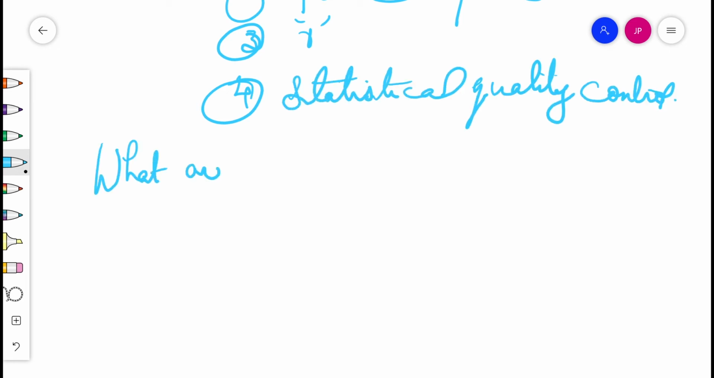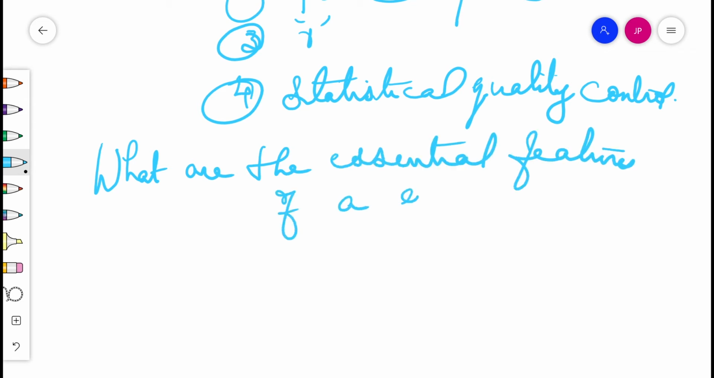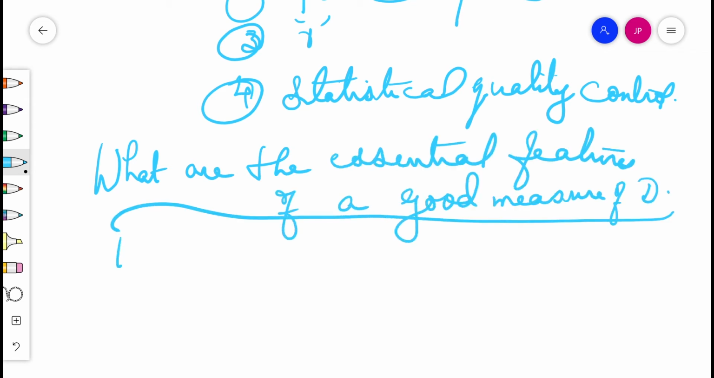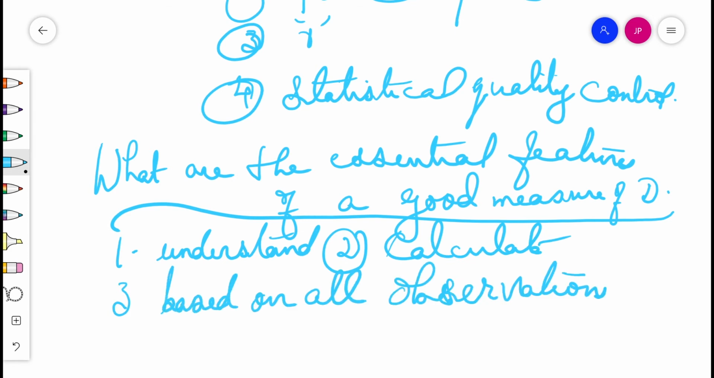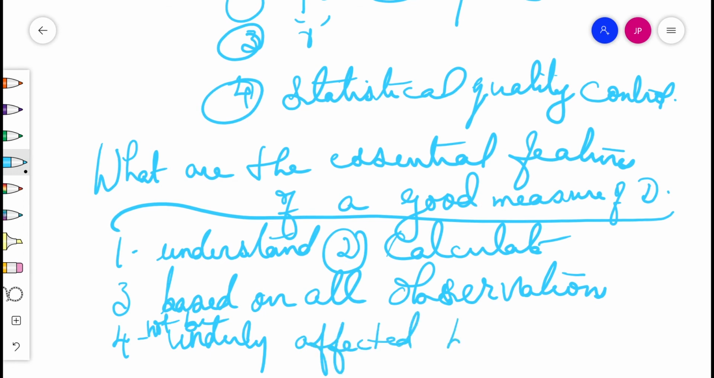What are the essential features of a good measure of dispersion? That is, it should be easy to understand. Secondly, simple to calculate. It should be uniquely defined. It should be based on all observations. It should not be unduly affected by extreme items.